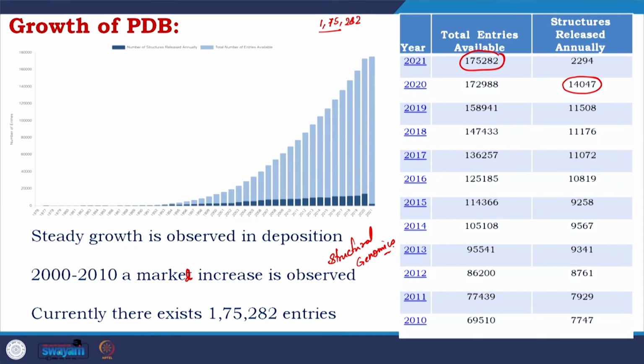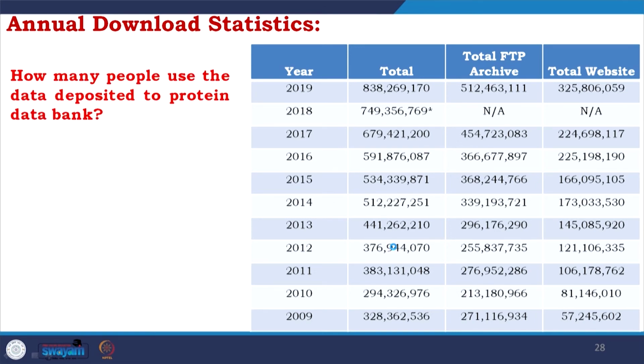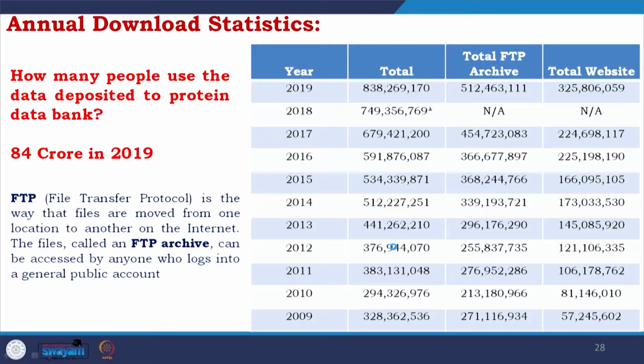1,75,282 entries. How much is the Protein Data Bank viewed? This is the total number each year starting from 2009. This is the FTP archive and this is the total website. As I told, the question is how many people use the data deposited to the Protein Data Bank? Straightforward answer: in 2019, the Protein Data Bank was viewed 84 crore times.